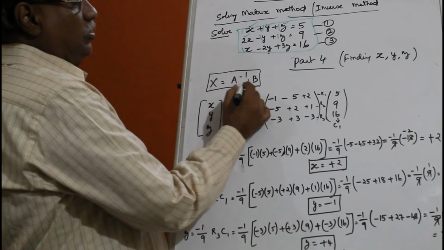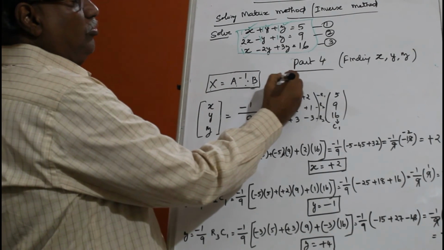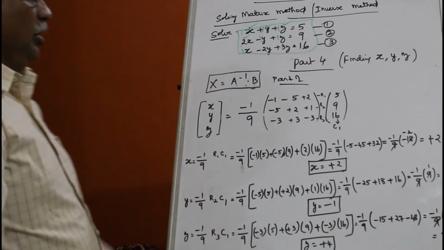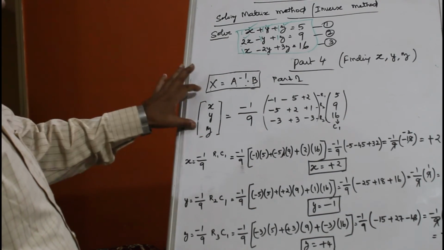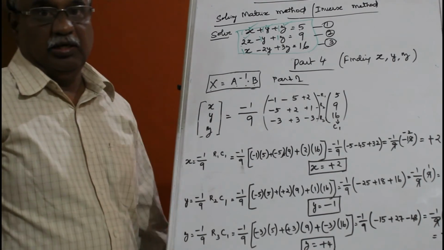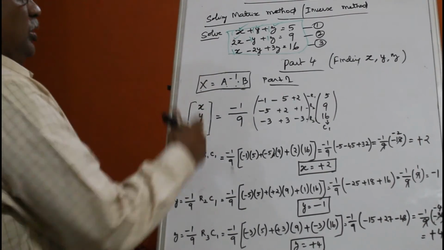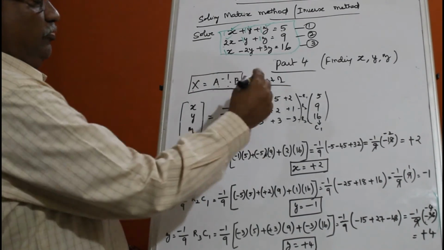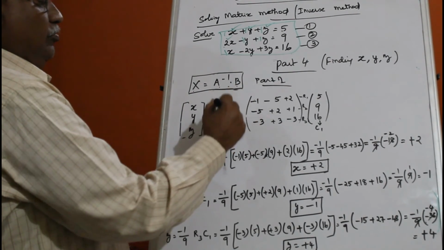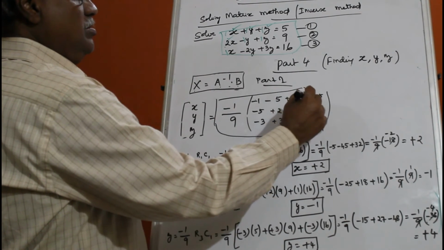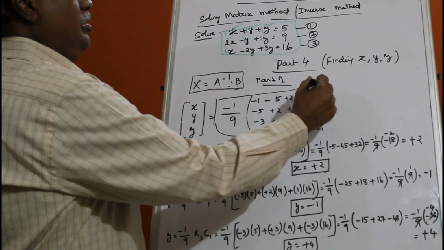So capital X equal to A inverse B, this comes from part 1. You can refer to part 1. We stopped there. So X means X, Y, Z. It's called an unknown matrix. Unknown column matrix. It's only one column. A inverse, just now we got this answer. This fully is actually A inverse. And this is called as B.